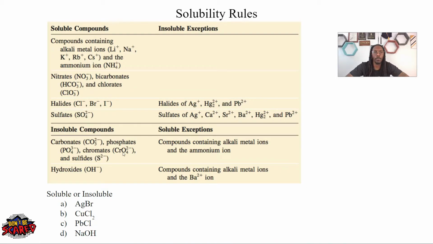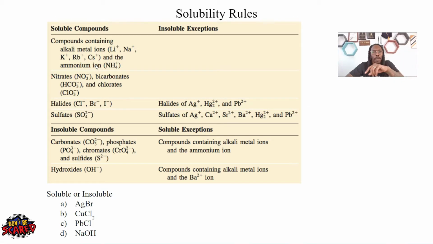Now, on the flip side, let's say you have carbonate and it's combined with an alkali metal. In this case, the alkali metal is always going to be soluble. So look at this list here. Notice how this is the very first one, because this rule, to me, is number one over everything else.